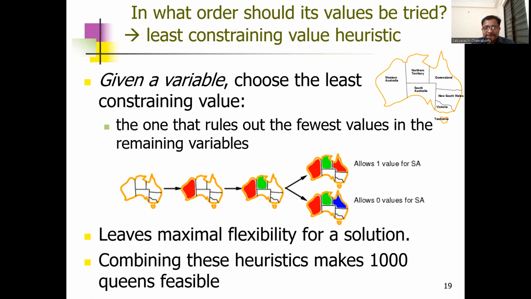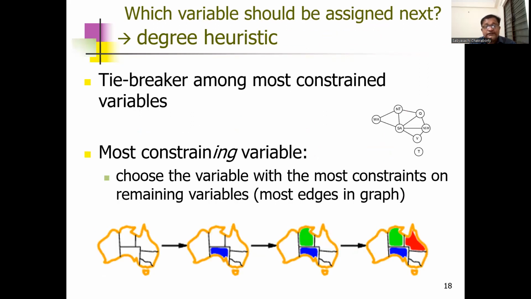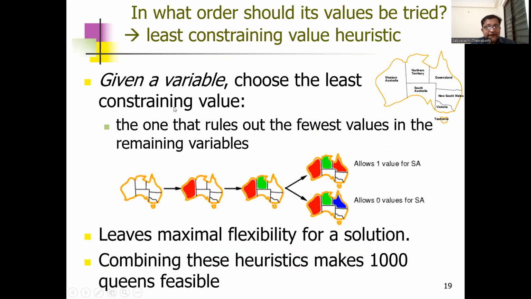Now, all these heuristics: first, the most constrained variable, or minimum remaining value heuristic; second, the degree heuristic, where we start from the beginning by choosing the variable with the most constraints on remaining variables, the most edges in a graph; third, the most constraining variable; and fourth, the least constraining value.